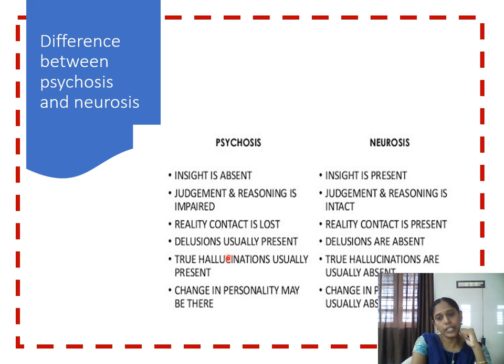So what do you mean by delusion? Delusion is nothing but a false belief which cannot be corrected by reasoning, whereas hallucination is false perception. Without any stimulus, the patient might have visual hallucinations or auditory hallucinations. So these are typical of psychosis.